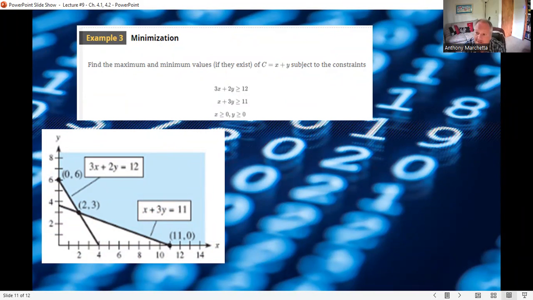Here, example 3. Let's do a minimization case. Find the maximum and minimum values, if they exist, for the function C equals x plus y for these constraints. So this should not be really very challenging. All you have to do is use this as your objective function, go into Desmos and get all of these graphed. And then when you're through, check each of the corner points that you find. Here's a hint, you should get something looking kind of like what you see right here, right? And then check them all.